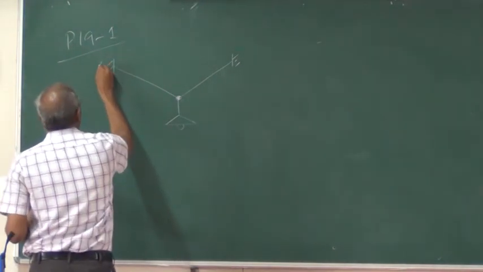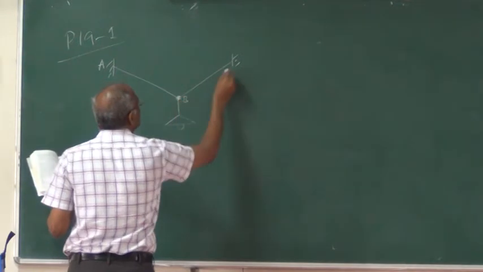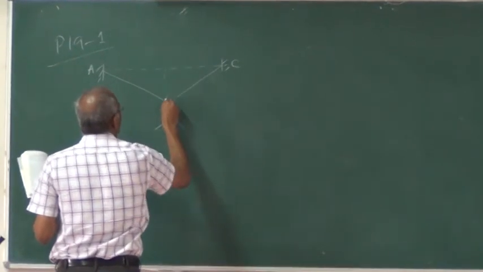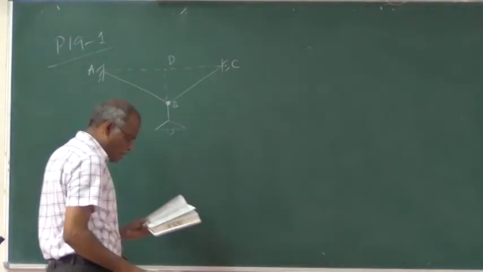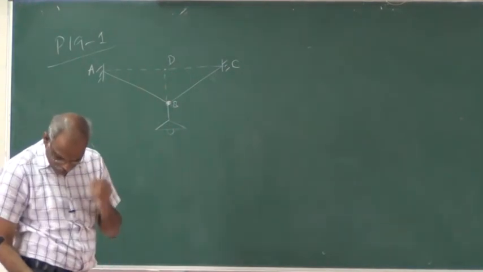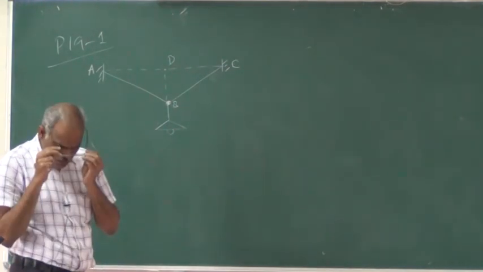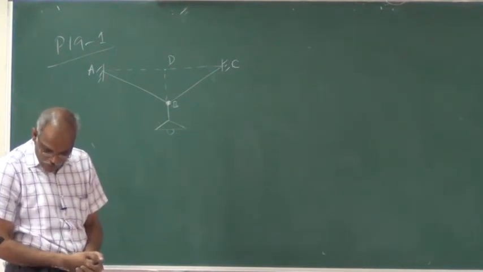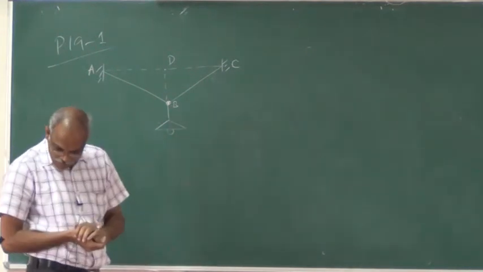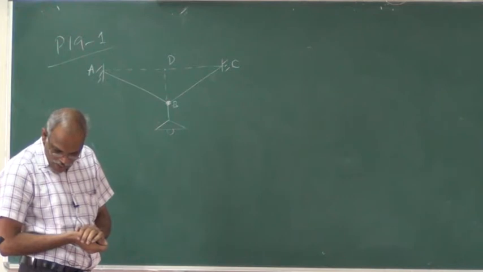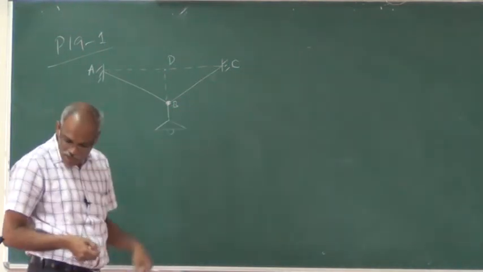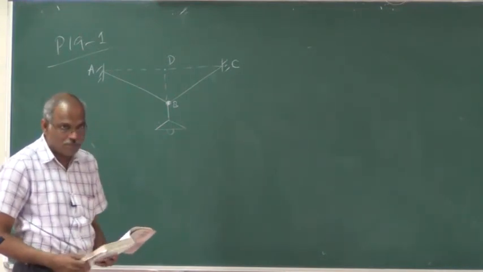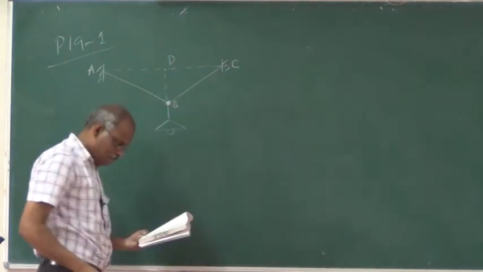So you say this is point A, this is B, this is C, this point is D. Now this is an electric street lamp. The problem statement is: an electric street lamp is suspended from a small ring B supported by two wires AB and CB. The ends A and C are on the same level. So these two are on the same level.